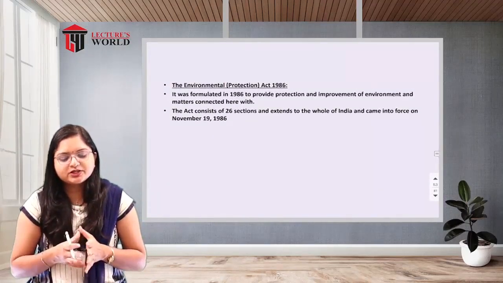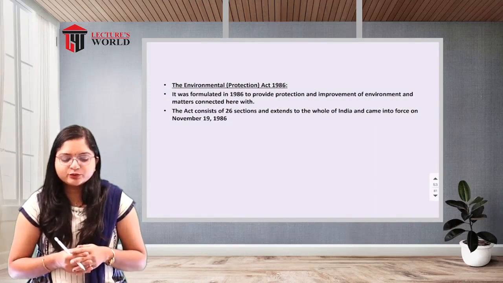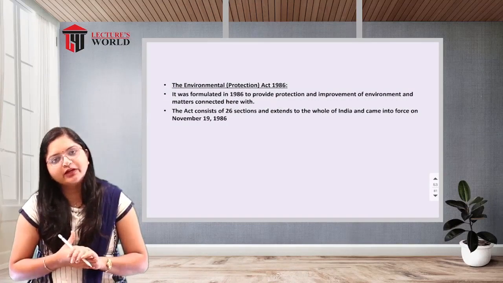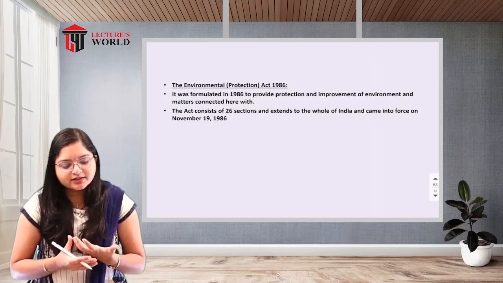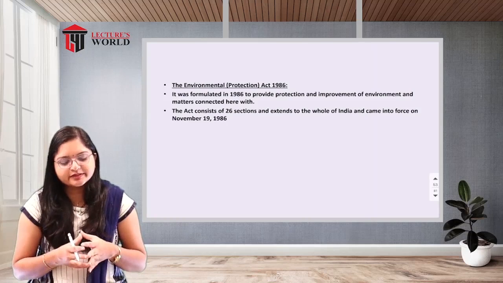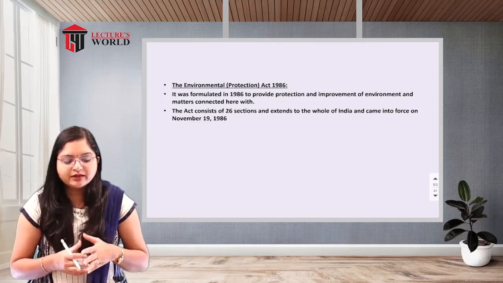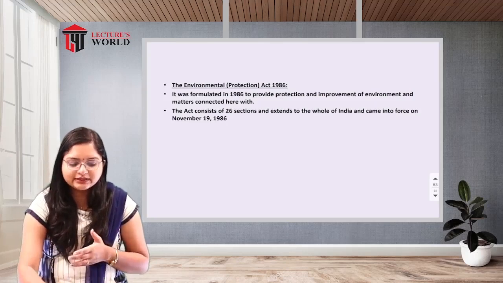The Environment Protection Act was formulated in 1986 to provide for protection and improvement of the environment and matters connected therewith. The Act consists of 26 sections and extends to the whole of India, and came into force on November 19, 1986.